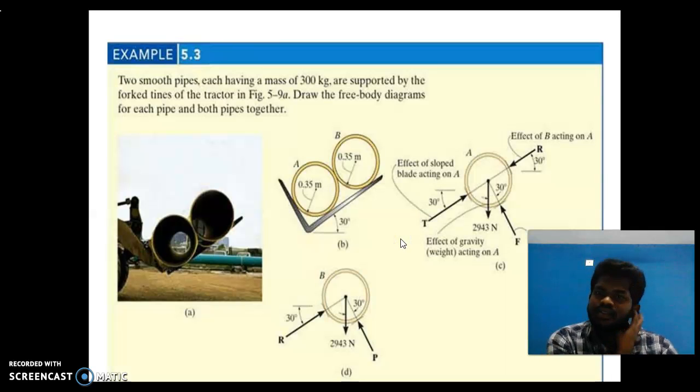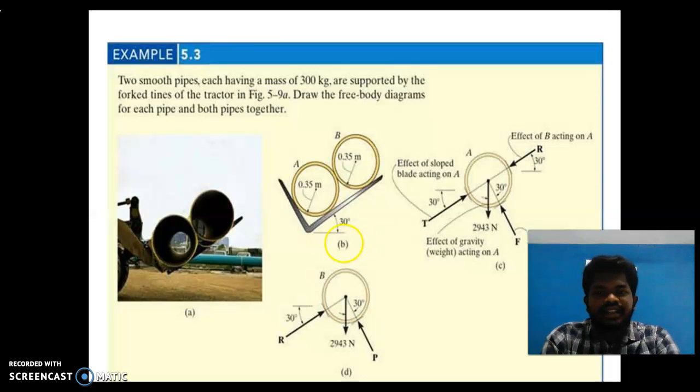So the problem here is: two smooth pipes, each having a mass of 300 kg, are supported by the forked tines of the tractor shown in the figure. Draw the free body diagram for each pipe and both pipes together. So the problem is that the two smooth pipes, each having a mass of 300 kg, are supported by the forked tines of the tractor.